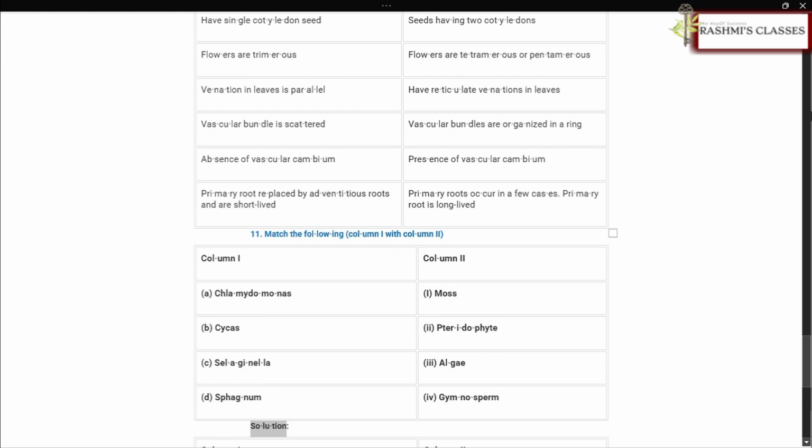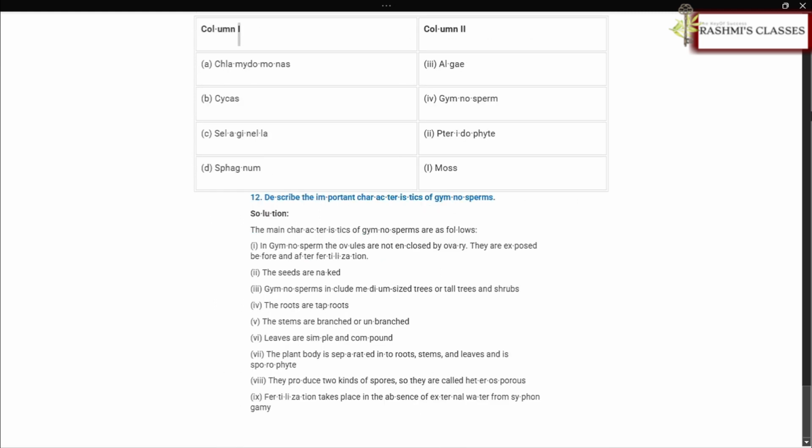Solution. Column 1, Column 2. A. Chlamydomonas, 3. Algae. B. Cycas, 4. Gymnosperm. C. Selaginella, 2. Pteridophyte. D. Sphagnum, 1. Moss. 12. Describe the important characteristics of gymnosperms.